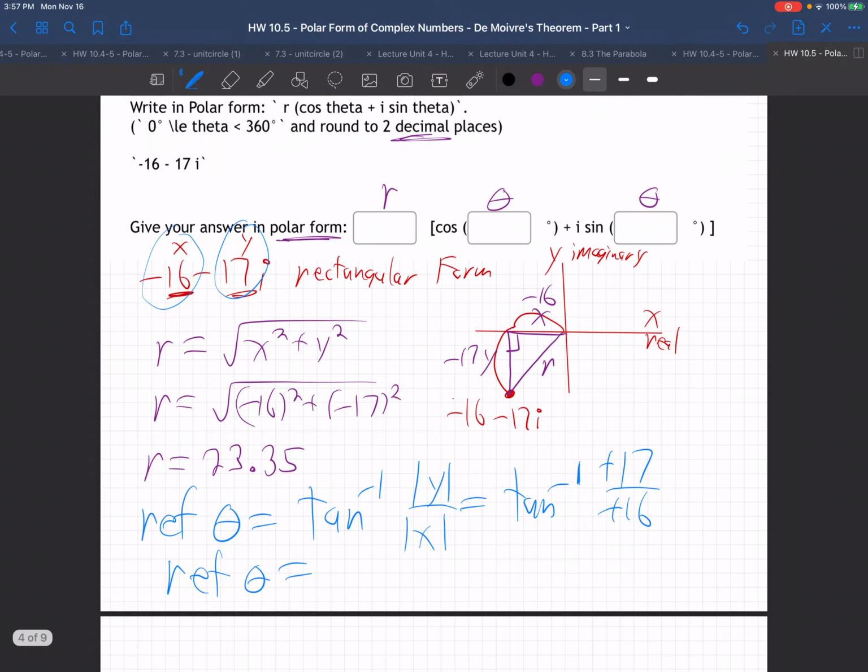See how they want degrees? It's a little degree symbol. So I'll write degree mode. I know we change back and forth now a lot between radians and degrees. Make sure you are in degree mode. Okay, I am. So I'm going to hit tangent inverse, 17 divided by 16. I'm getting 40.